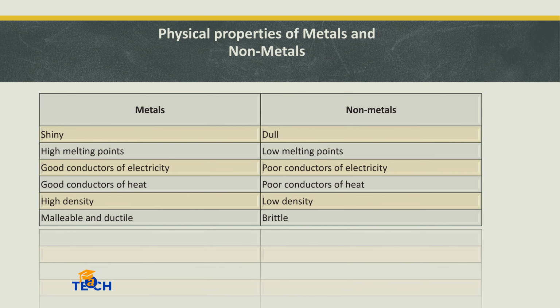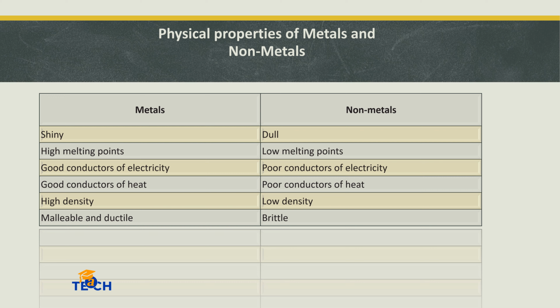Physical properties of metals and nonmetals. Metals. Are shiny. Has high melting points. Good conductors of electricity and heat. Has high density. Malleable and ductile.